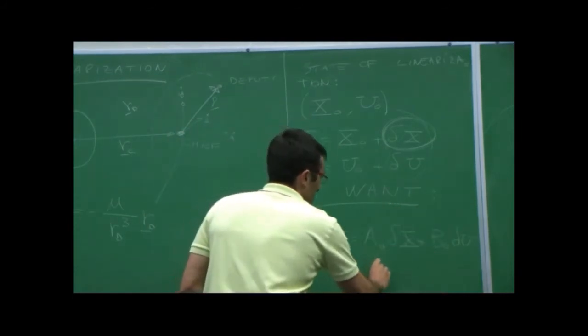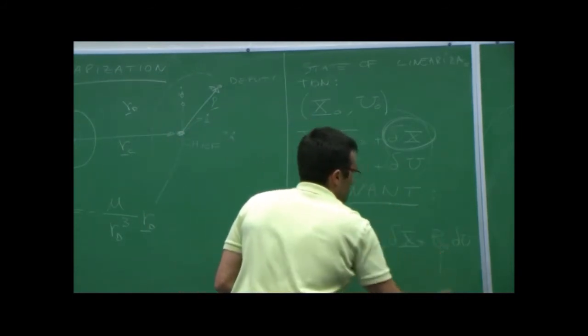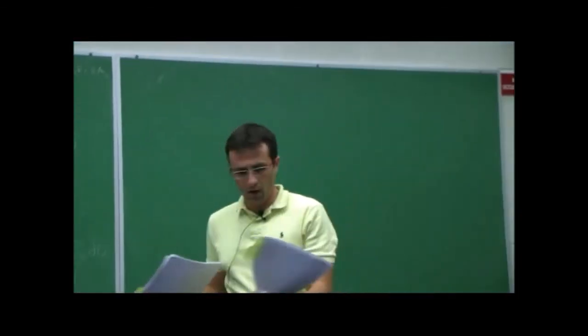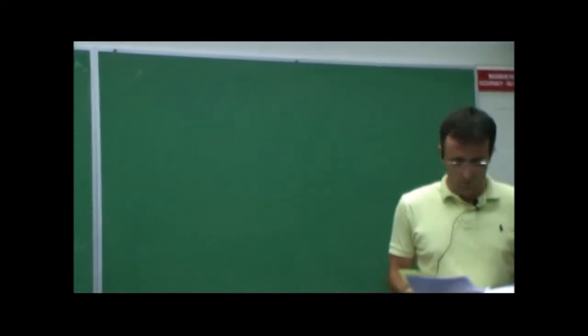And the reason why I'm calling these A0 and B0 is because these two matrices will depend on the point I choose for linearization. How do you do that? Any ideas? Ideas? How do you linearize a function?